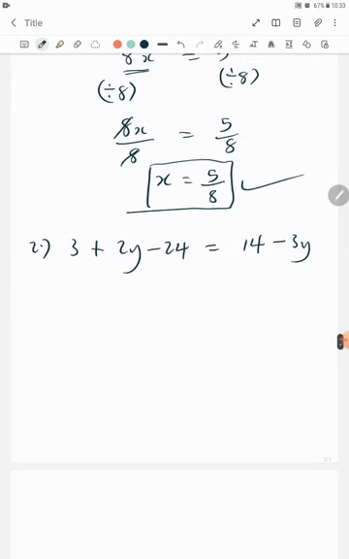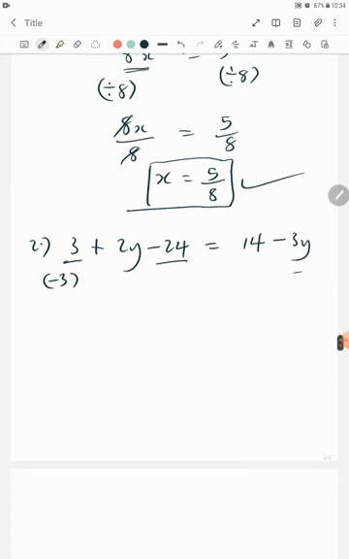What are the numbers here? This is 3, this is minus 24. We want to remove them so that only the terms in y remain. Because this is plus 3, I will use minus 3 to remove it, and I will do that to both sides. So I will say 3 plus 2y minus 24, then minus 3, equals 14 minus 3y.